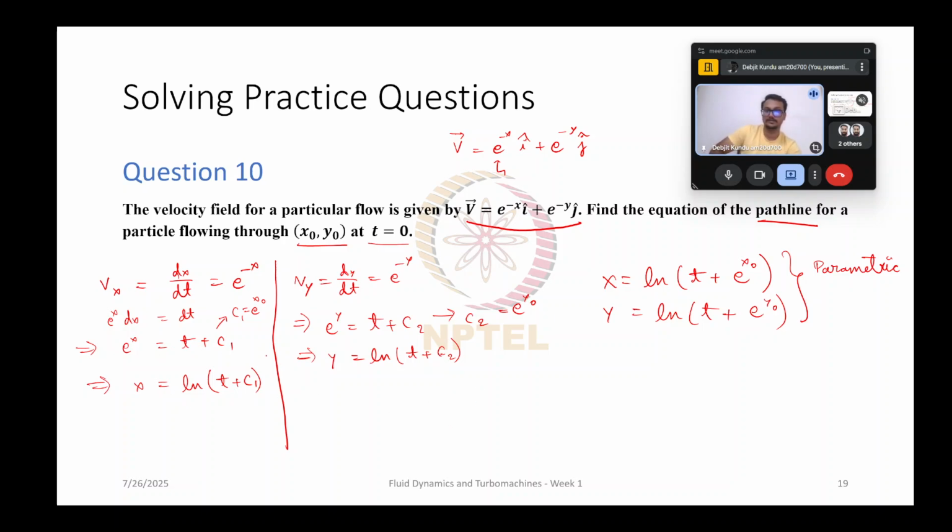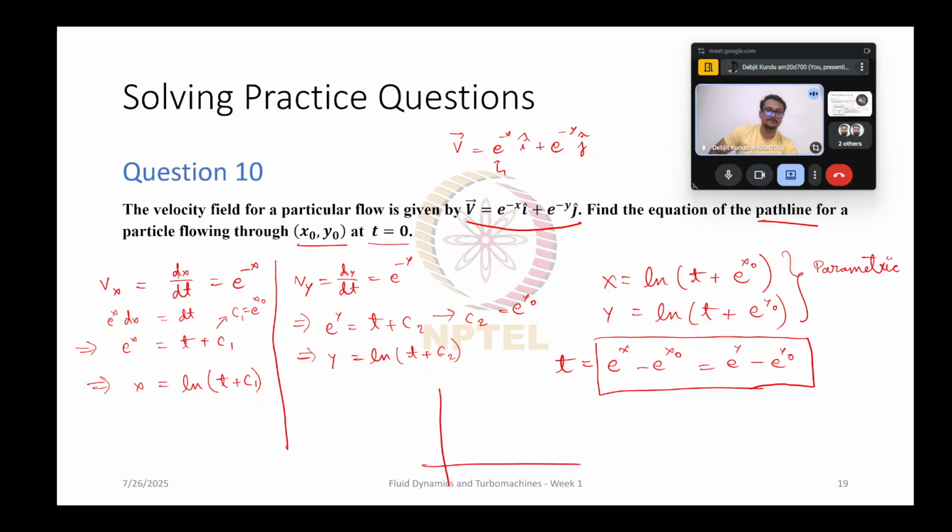So if you eliminate t, then this becomes, so e power y is equal to e power y naught. So basically, t is equal to e power x minus e power x naught, equal to e power y minus e power y naught, and this would be the equation of the path line. So I can draw this now in the xy plane.